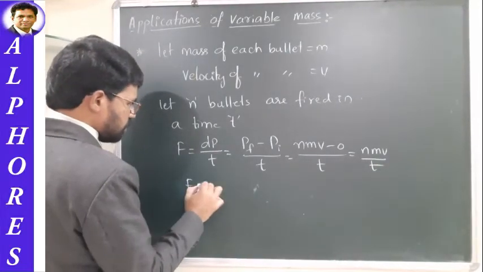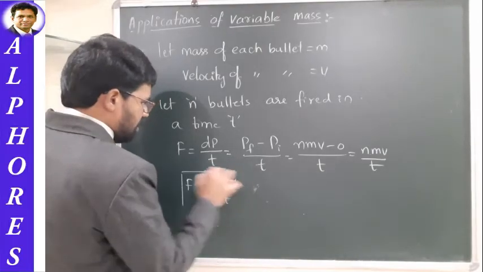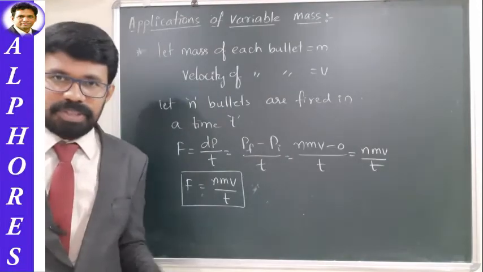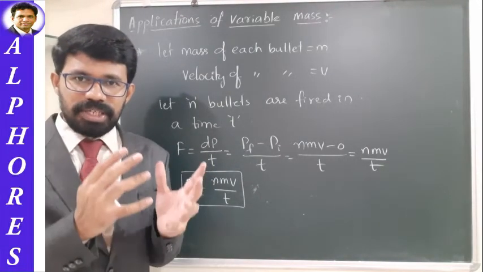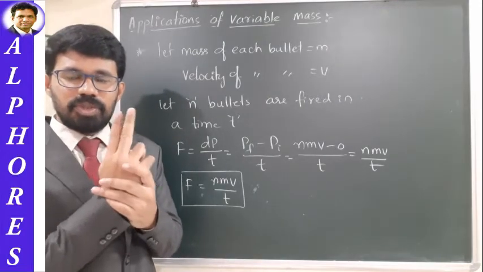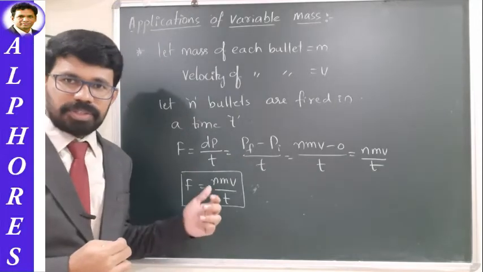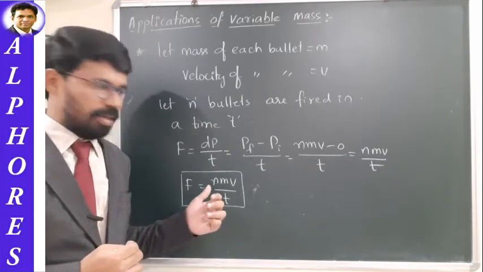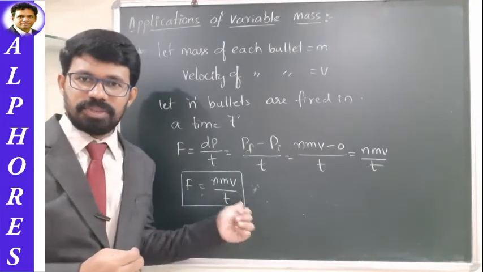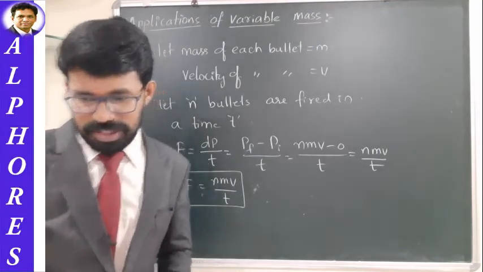So the force the soldier should exert on the gun to hold it firmly is nmv by t. This is quite similar to the previous case, where we discussed holding a plate in still position in mid-air by shooting bullets. If bullets are falling dead, the force exerted by the bullets is nmv by t, and this was equated to the weight of the plate, isn't it? So let us discuss one more case.